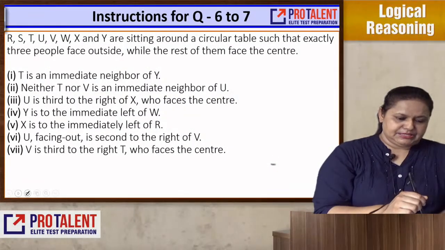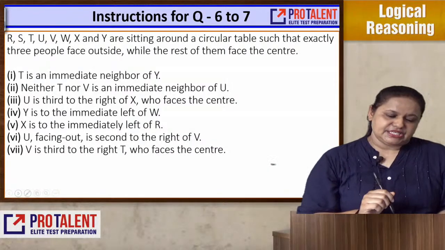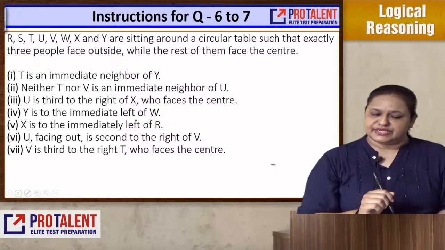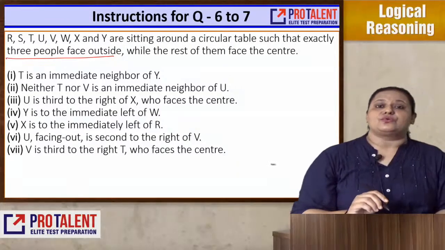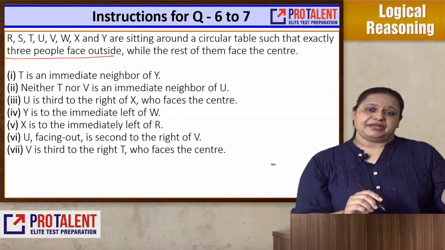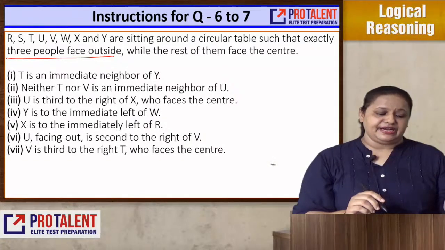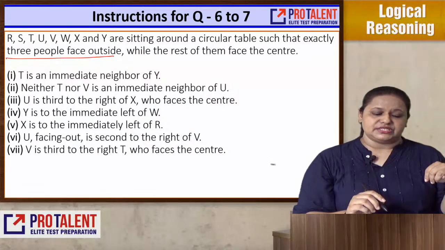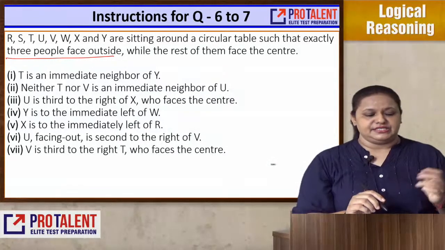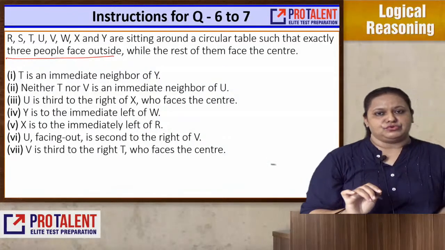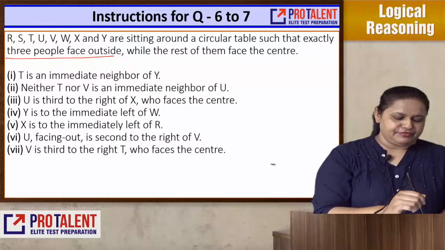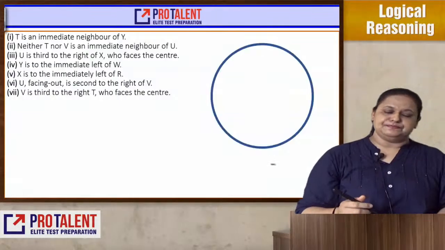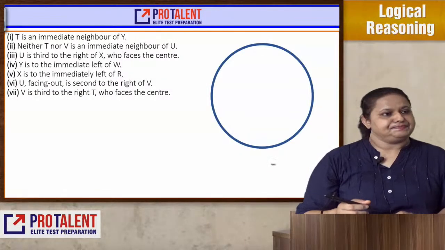Start working on it. So R, S, T, U, W, X and Y are sitting around a circular table such that exactly 3 people face outside. So the previous session all were facing inside. Here there are 3 people facing outside while the rest of them face center. Okay, and then we have to go with this arrangement. So be a little bit careful with this. Start doing it. Make an arrangement.